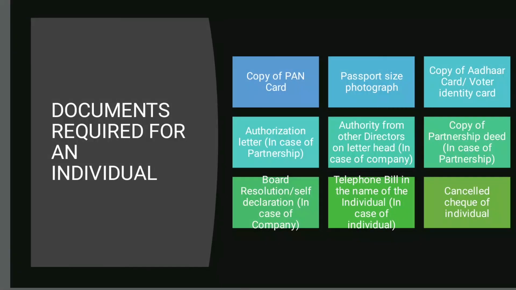Documents required for an individual: copy of PAN card, passport size photograph, copy of Aadhaar card, photo identity card, authorization letter in case of partnership, authority from other directors on letterhead in case of company, copy of partnership deed in case of partnership, board resolution, self-declaration in case of company, telephone bill in the name of the individual in case of individual, cancelled cheque of the individual.